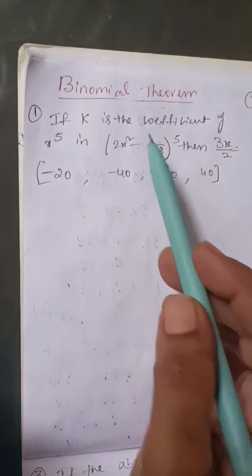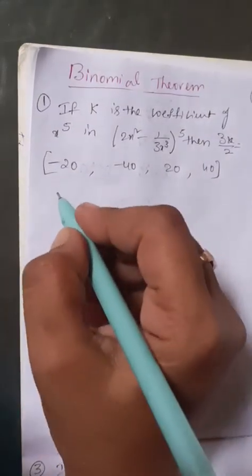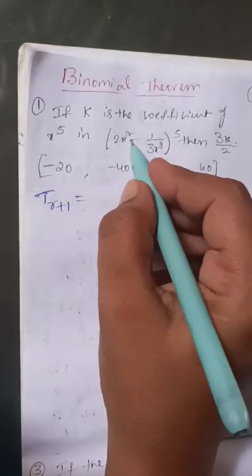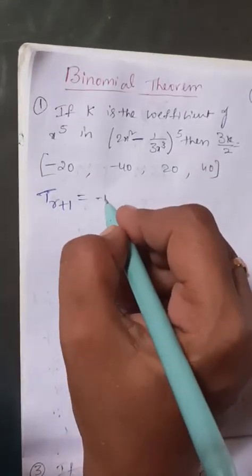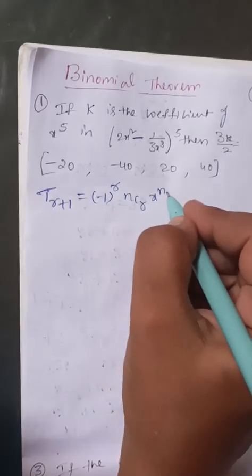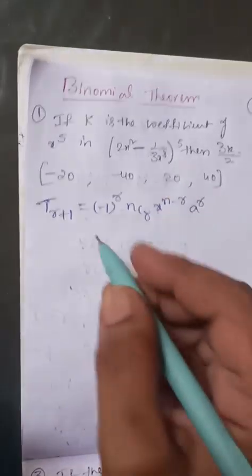So to find the coefficient of x power 5, how to take the general term. So the general term is T(r+1) equal to, here minus is there, so start with (−1)^r, nCr x^(n−r) a^r. x is the first term and a is the second term.